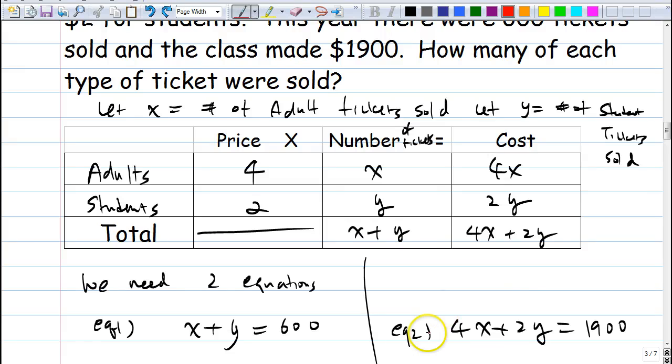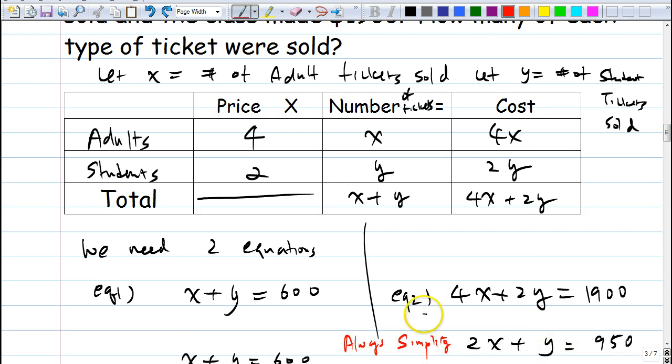Oh, some of you say, wait a minute, could we, yes, very good. So could we simplify the second equation as 2x plus y equals 950 before we do anything? Yeah, that may be easier. So always simplify if you can.